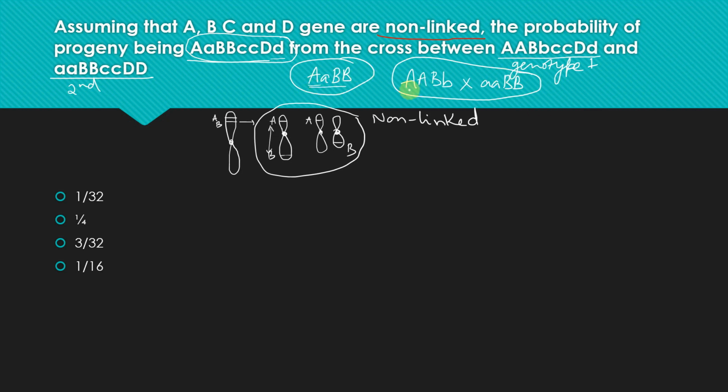Because you just need to find the possible gametes from each parent, draw the Punnett square, and then you can get the answer, right? So that is quite easy. But here the case is of four genes. So here comes the difficulty.